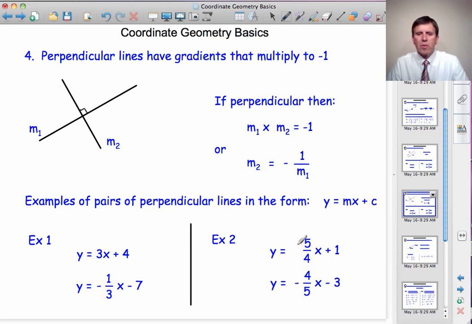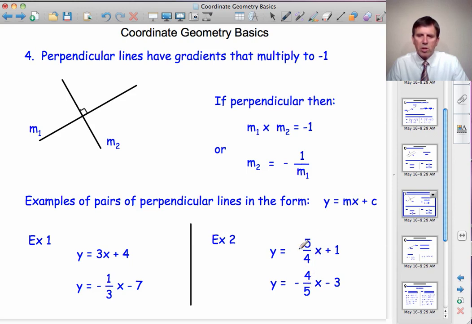And the second example, if we've got y equals 5 over 4x plus 1, a perpendicular line to that would be y equals minus 4/5 x, minus 3. The constants could be anything, but it's the gradient that's important. So what we're doing here, 1 over 5 over 4 is the same as 4/5. So to go 1 over a fraction, we just invert it.